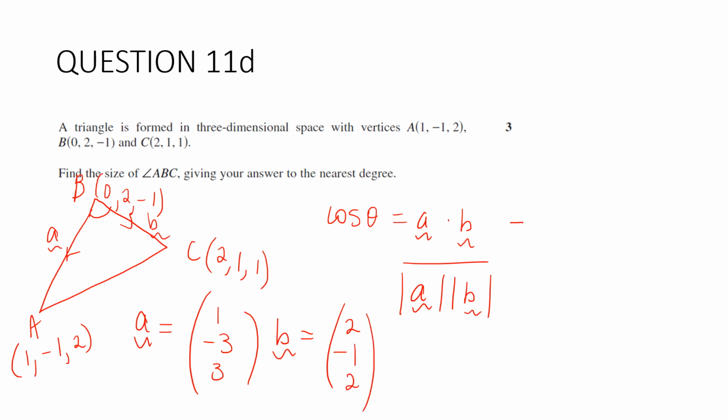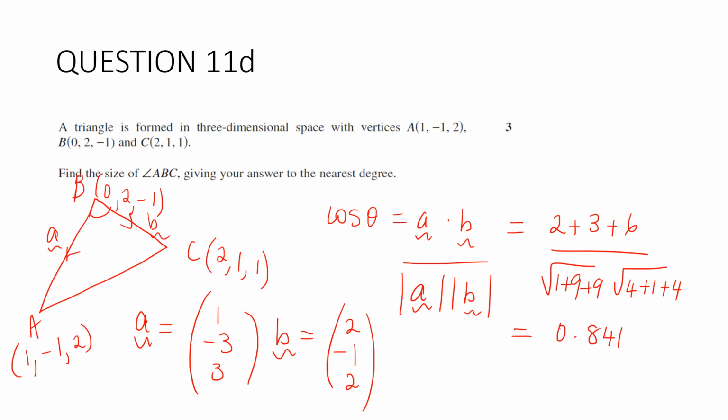All right, so this is equal to dot product 1 times 2 is 2, plus 3 plus 6 divided by the square root of, what have we got, 1 plus 9 plus 9, and square root here of 4 plus 1 plus 4. Now putting that into the calculator, we get 0.841, and theta will be inverse cos of 0.841, which is 33 degrees.